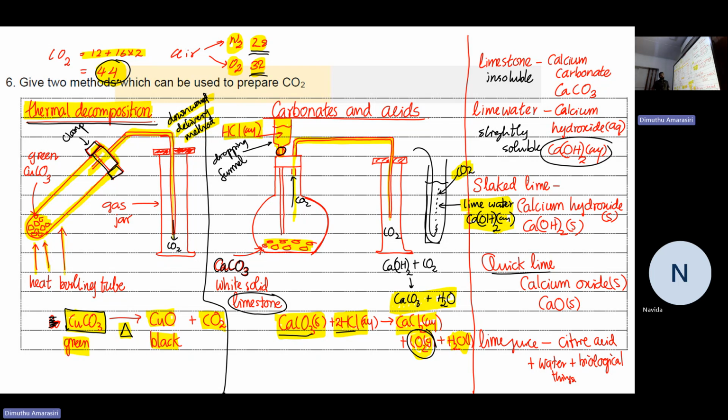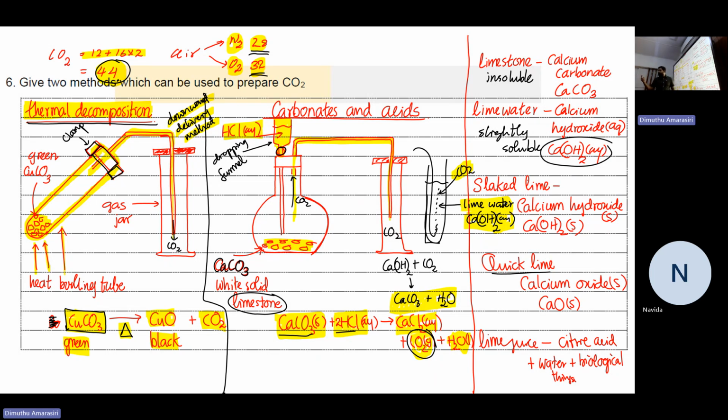And then the last thing we discussed was how carbon dioxide can be prepared. But when you say that carbon dioxide is prepared, it has several areas. First of all, you have to make it in a chemical reaction, and that has to be collected.